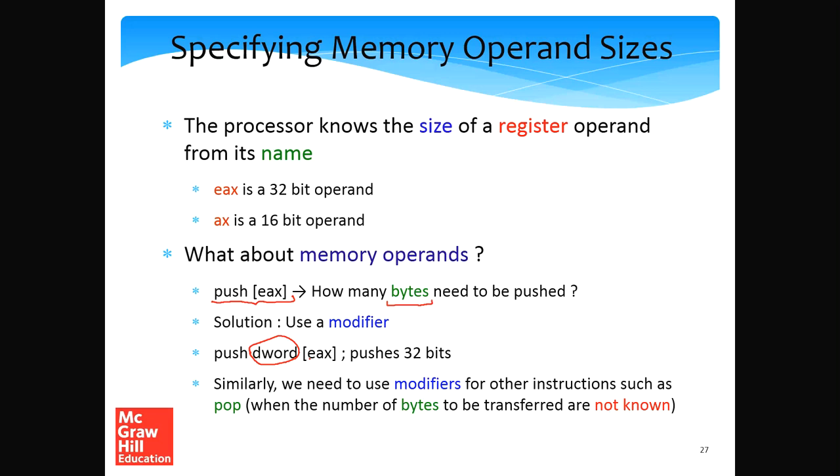In this case we'll actually push 32 bits because we are using the D modifier, and D means 4 bytes or 32 bits. Similarly, we need to use modifiers for other instructions such as pop when the number of bytes that need to be transferred are not known. In the case of a register, since we know its size, we are assuming that we'll fill up the entire register. But in the case where we are not really sure because we are transferring something from the stack to another memory location, we do not know for sure. That's the reason it is necessary to use this particular modifier, such as dword, to say that we want to push 32 bits.